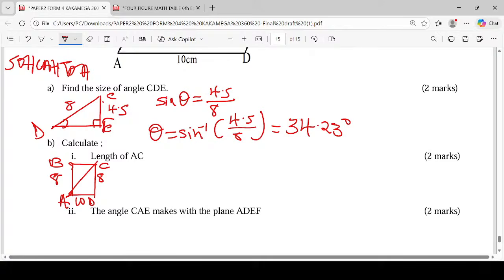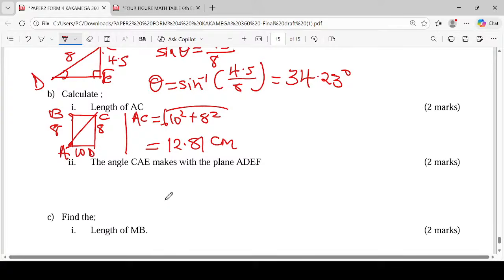So the length AC will be given by the square root of 10 squared plus 8 squared. And this will become the square root of 164. That is 12.81 centimeters. And 2, the angle CAE makes with ADEF.